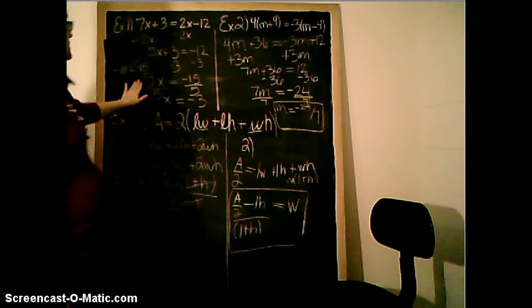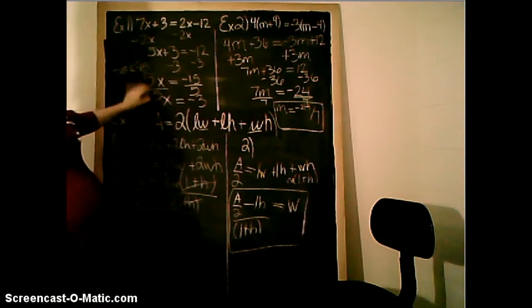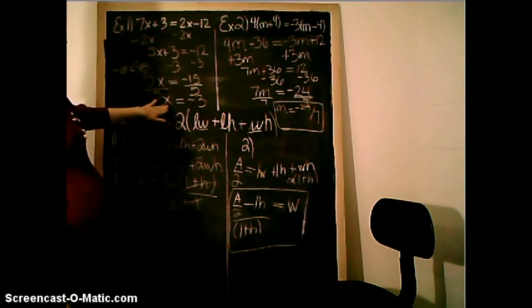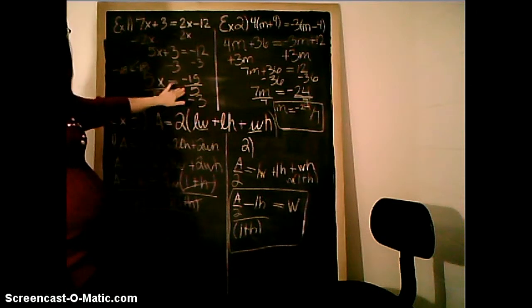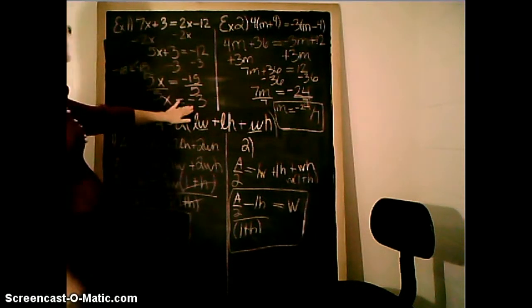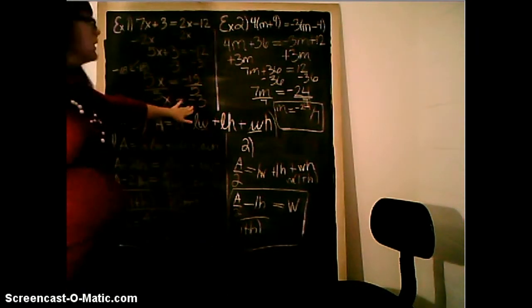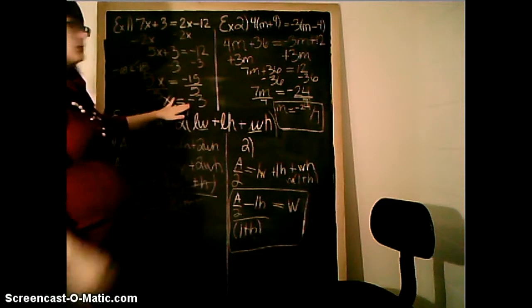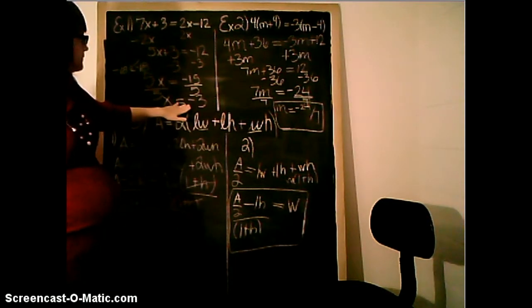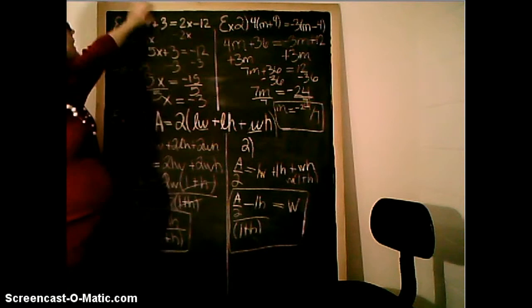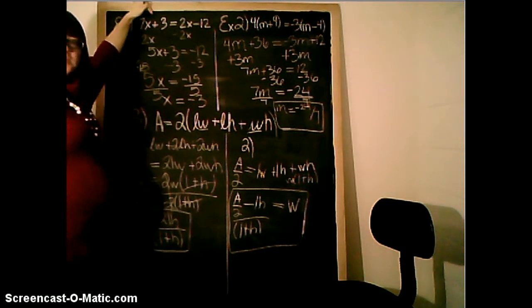So the 5x over 5 gives us just x. And then negative 15 divided by 5 is negative 3. So for this equation, x equals negative 3. And you can double check that by plugging negative 3 into these first equations.